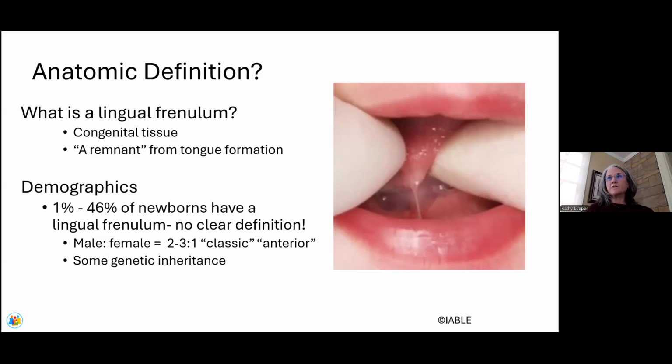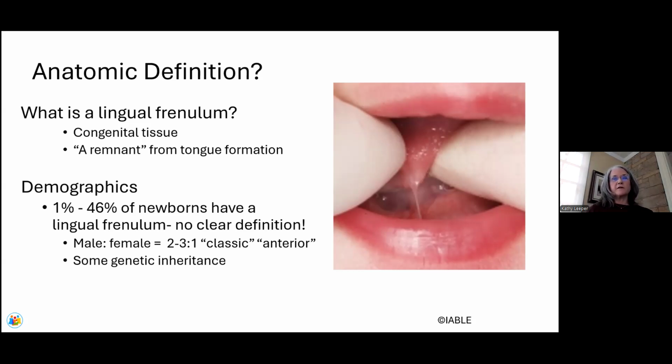What is the definition anatomically of a tongue tie? Well, we think it's a remnant from the formation of the tongue. The tongue forms embryologically from the floor of the mouth, and it's felt that this midline piece of tissue is a remnant of that. It's left over. It doesn't always dissolve all the way.